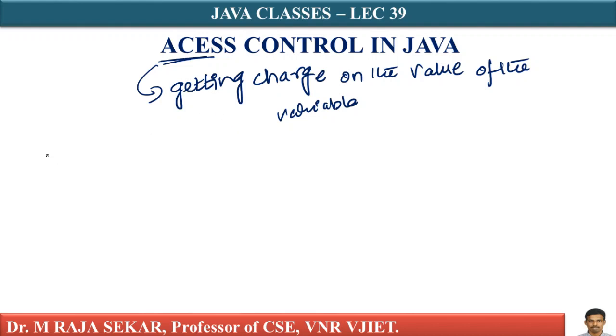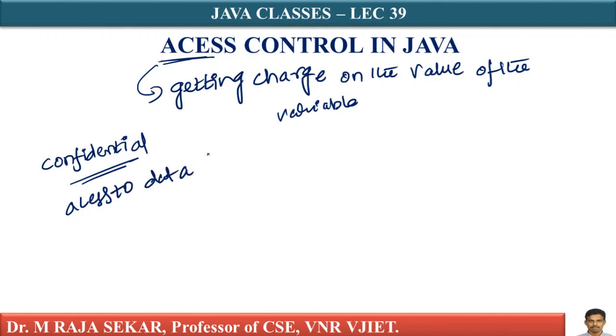As data sometimes needs to be more confidential, this point is also important. Let me repeat: as data sometimes needs to be more confidential, access to data must be controlled. This point is important, isn't it?